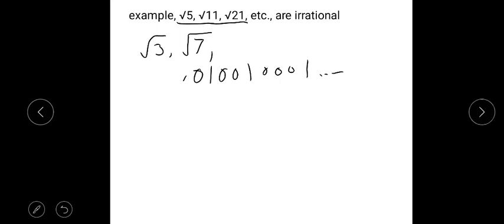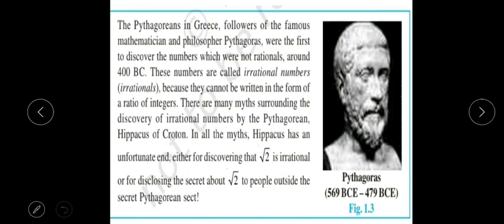You know who introduced the term irrational number? Yes, Pythagoras, the famous mathematician and philosopher in Greece. He introduced the numbers which are not rational around 400 BC, and these numbers are called irrational numbers, and root 2 is the number which he introduced first.